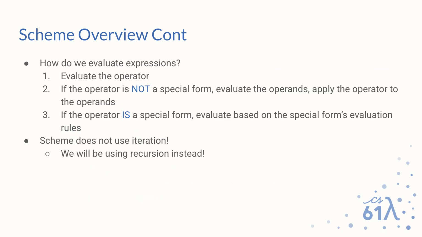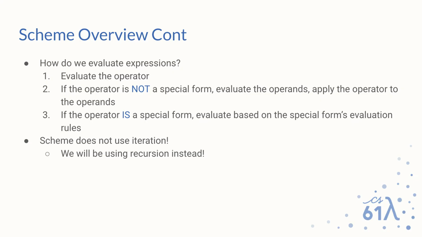Whenever you're evaluating an expression, you're going to want to start off by evaluating the operator. If this is a simple primitive, it would just return itself. But in the case where you have a call expression, you would evaluate first the operator, and then you'd move on to the operands. And after that, you'd apply the operator to the operands. If it's a special form, then you want to follow certain rules based off of what the special form is. An important thing to know about Scheme is that it's a recursive language. So any code that you could write in Python using iteration, you'd want to write it recursively in Scheme. Any questions on this?